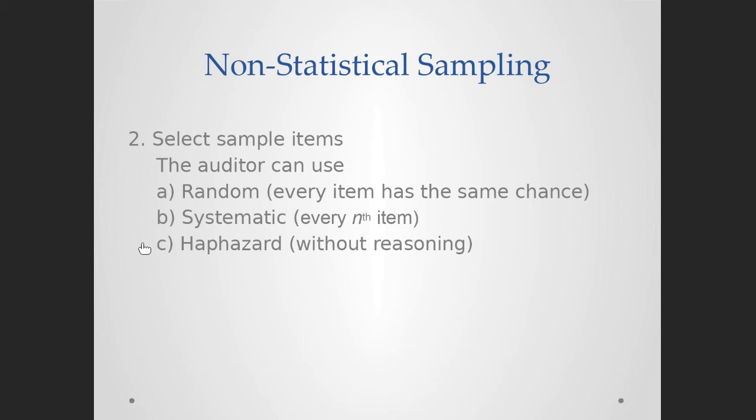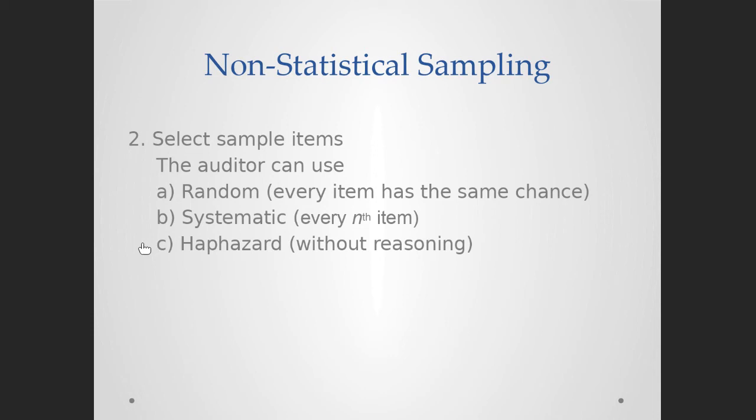And the third one is haphazard. Haphazard means there is no reasoning. You just go in front of that box where all the checks are, and you just start picking up the ones you like. You could send anyone, even a non-auditor who has no knowledge, to just pick any 50. This is haphazard, no system. All right, is that clear?